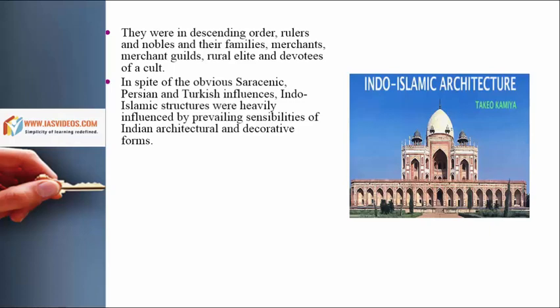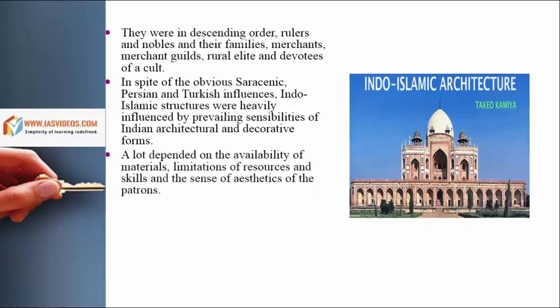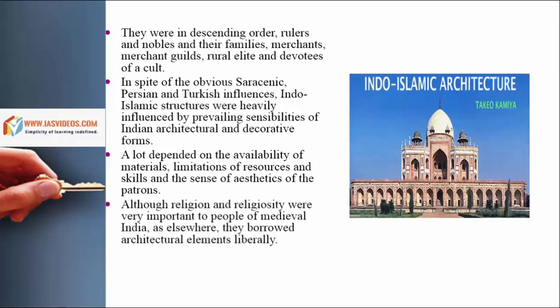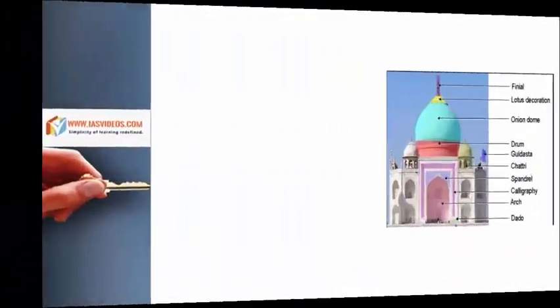In spite of the obvious Saracenic, Persian and Turkish influences, Indo-Islamic structures were heavily influenced by prevailing sensibilities of Indian architectural and decorative forms. A lot depended on the availability of materials, limitations of resources and skills, and the sense of aesthetics of patrons. Although religion and religiosity were very important to people of medieval India, as elsewhere.